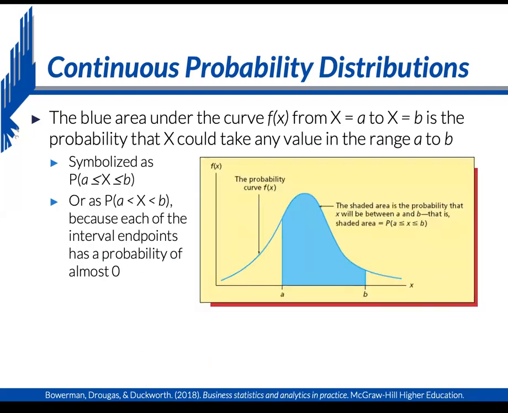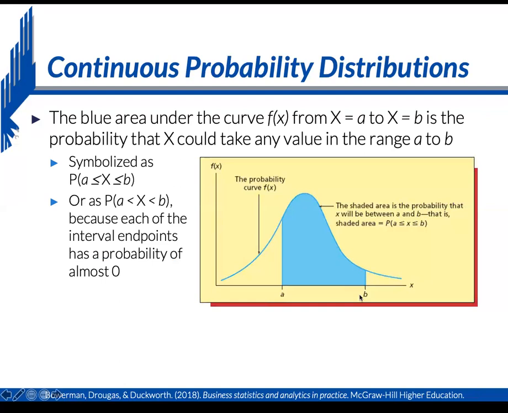So in this slide, we can see an example of a probability curve f of x. That's the blue curve shown here. And the blue area under this curve, that's between values of x, a, and b, is the probability that x could take any value in the range a to b. So as mentioned earlier, this total area under the curve f of x is a probability, and that is the probability that x, or the random variable, will have a value that is between a and b.